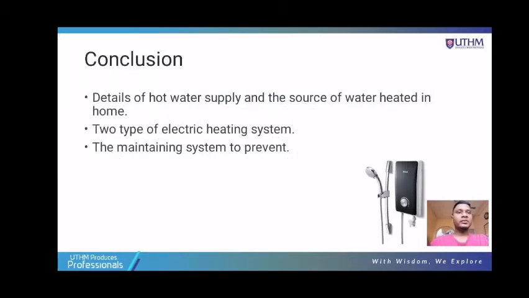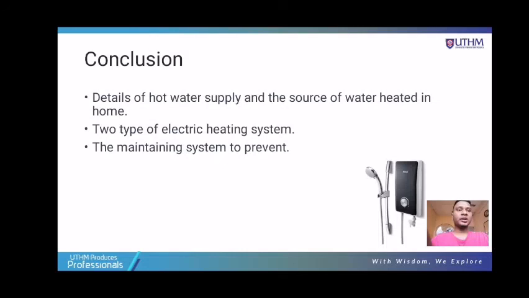Throughout this assignment, we learned a lot about the details of hot water supply and the source of hot water heaters in the home. There are different types of energy sources for water heating. In an electric heating system, there are two types: instantaneous water heater and storage system. The two types of electric heating system have their own benefits and shortcomings, which we did not know much about. We searched a lot about the installation process on websites and in books to get more information and understand more of it, as well as the management system of hot water supply.